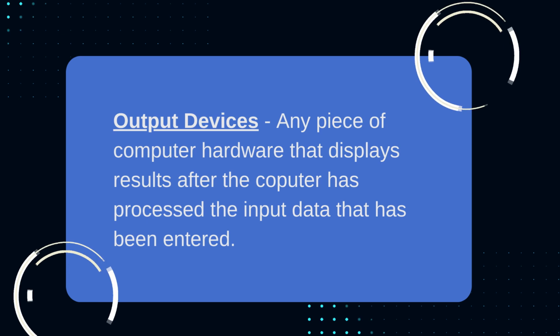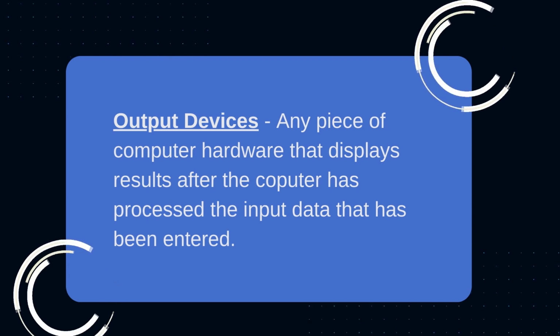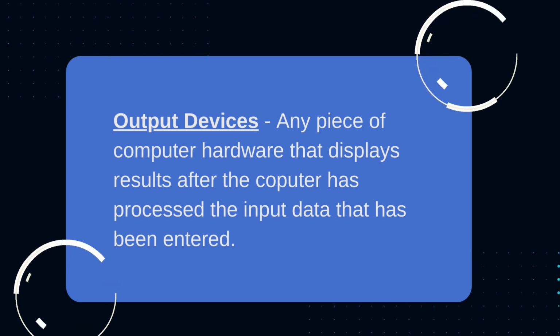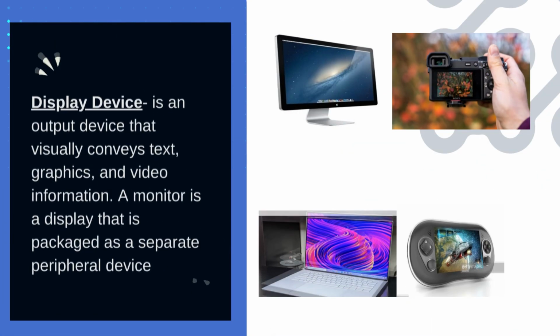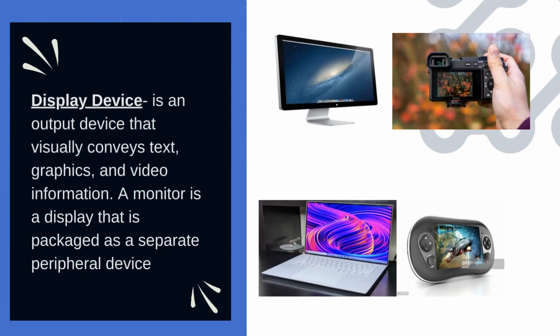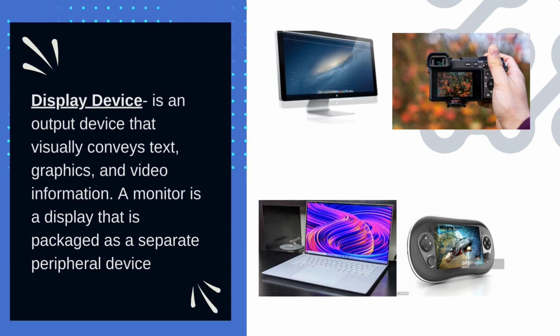Output devices: any piece of computer hardware that displays results after the computer has processed the input data that has been entered. Examples of output devices are, first, the display device. It is an output device that visually conveys text, graphics, and video information. A monitor is a display that is packaged as a separate peripheral device.